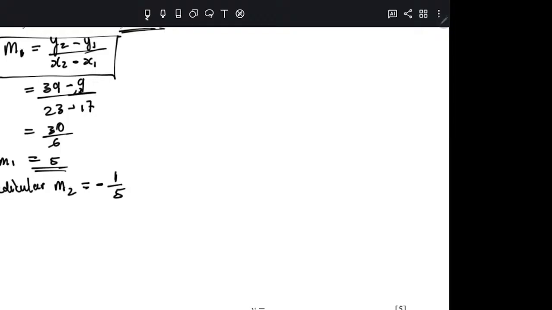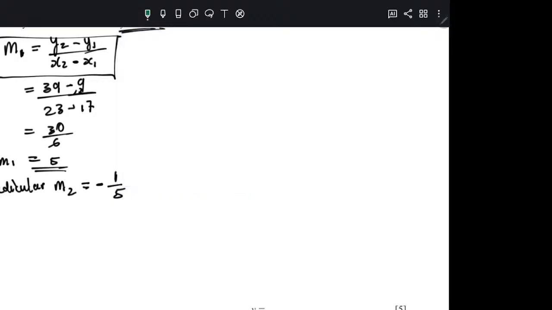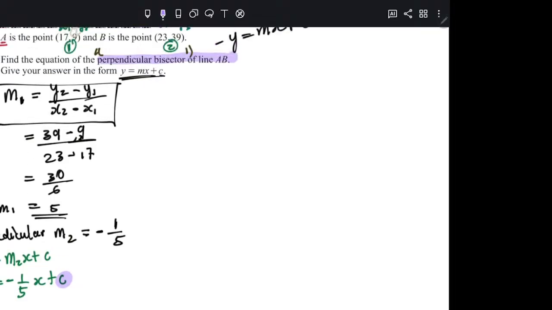So we have m2. So we can now already write to say, y is equal to m2x plus c, which means y is equal to negative 1 over 5x plus c, because we already have the m. That's why we found it, so that we can put it. Now we are left with one thing, which is the c. We need to find the c. And we're done.